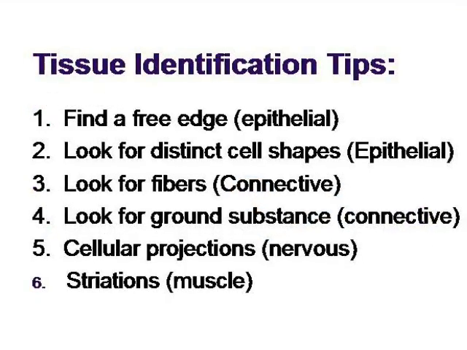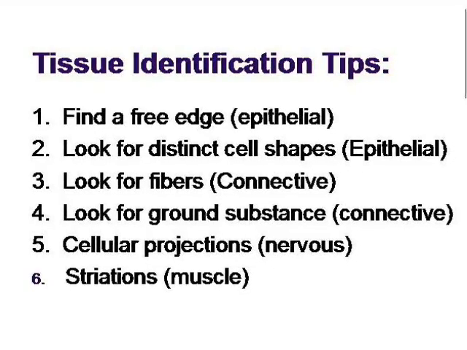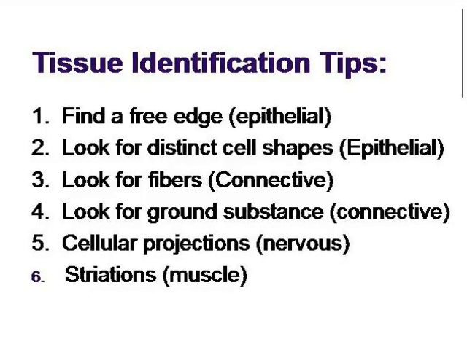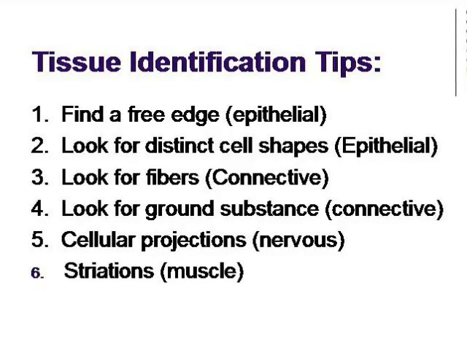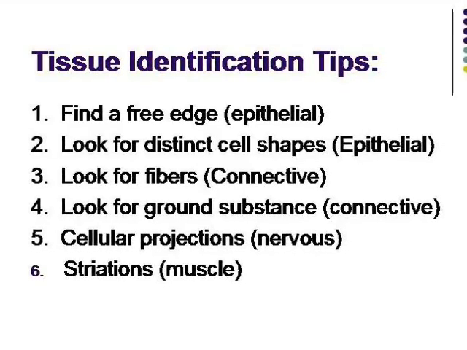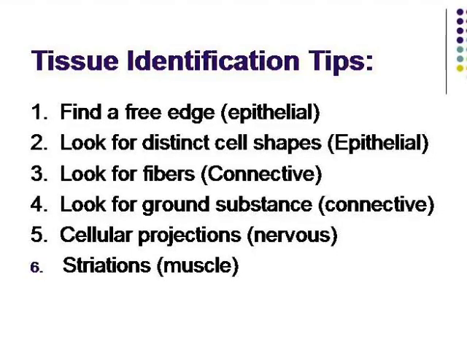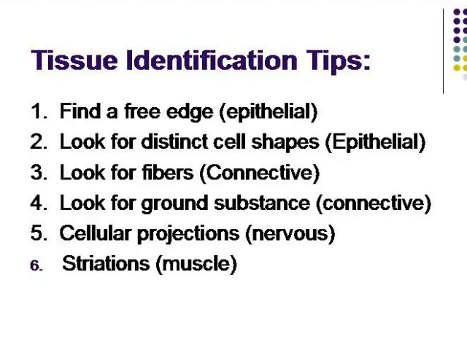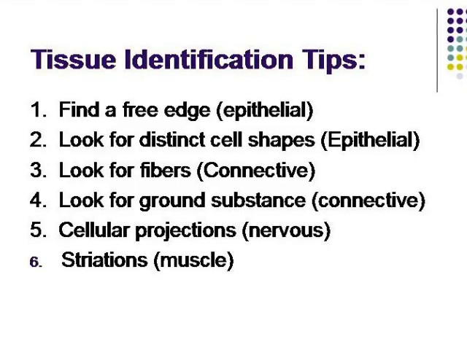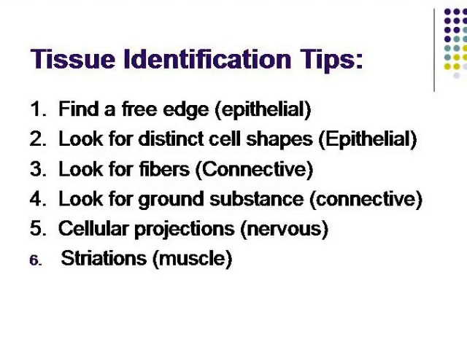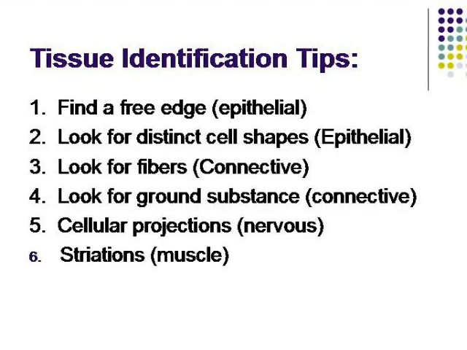In our next lessons, you will be asked to identify different types of tissues based on what they look like under a microscope. Here are some tips to help make tissue identification a little bit easier. The first thing, look for a free edge. If you see a free edge, you know that it has to be a type of epithelial tissue. Look for any distinct cell shapes. That will also tell you that it is an epithelial tissue. Look for fibers. If fibers are present, you know that you are looking at a connective tissue. Look for ground substance. Ground substance is also a clue that it is a connective tissue.